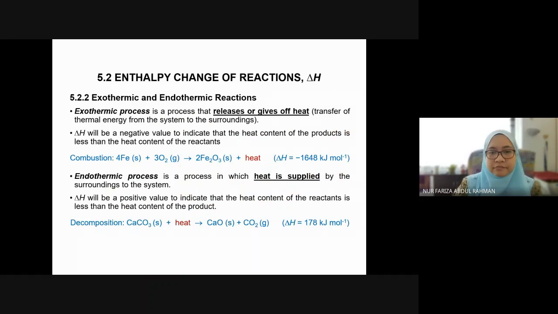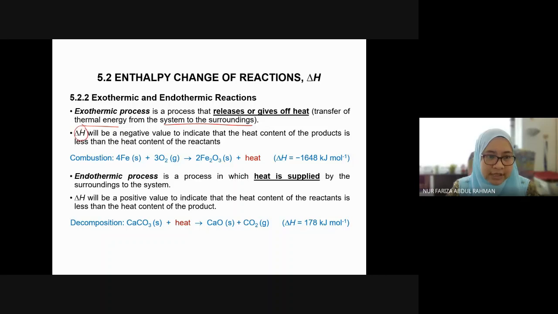Alright, so these are the types of reaction. We have two types of reaction: exothermic and endothermic. I'm sure you are already familiar with this one. An exothermic process is when the system releases heat to the surrounding, or gives off heat to the surrounding. So it will be the transfer of thermal energy from the system to the surrounding.